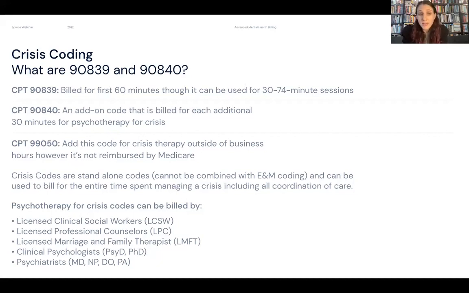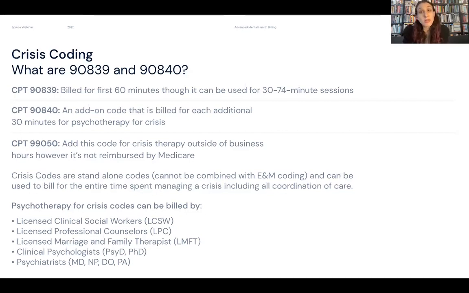So crisis codes are standalone codes. They cannot be combined with E&M coding. So if you are using, for example, a 99214, and you would normally do a therapy add-on of like a 90833, in the case of a crisis, you would not use the 99214. You would only use the crisis code. So these psychotherapy for crisis codes can be billed by a variety of different practitioners.